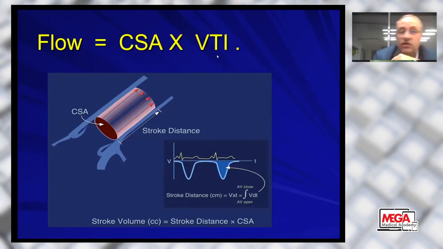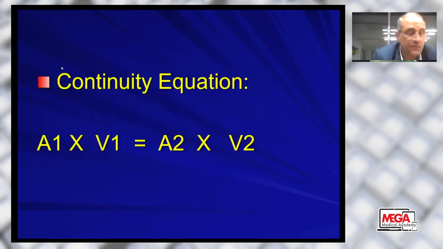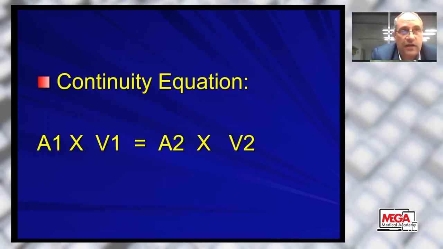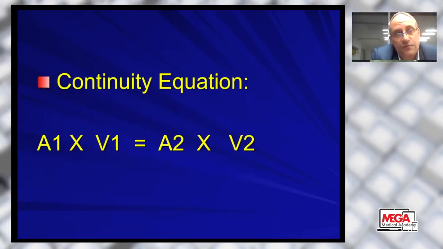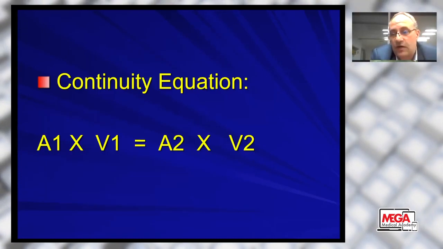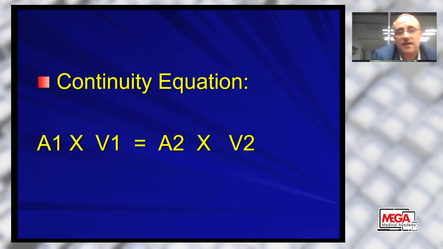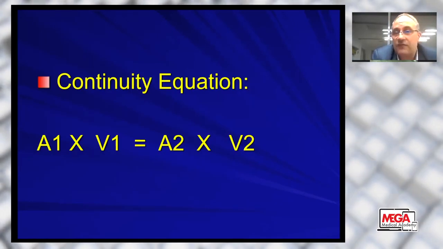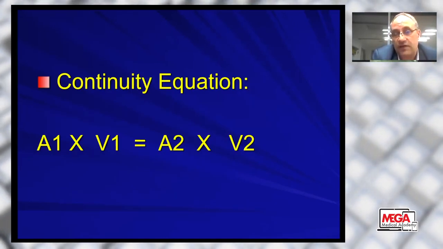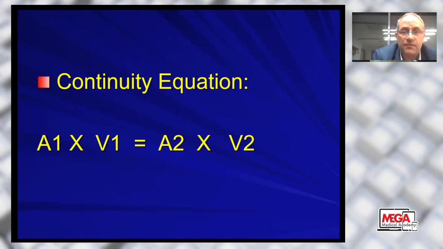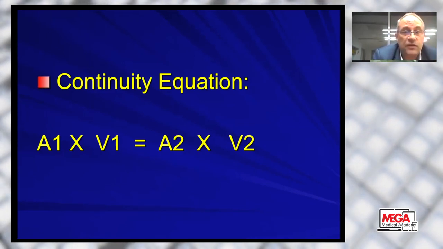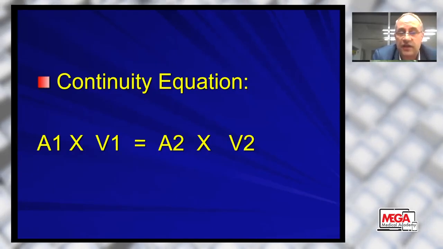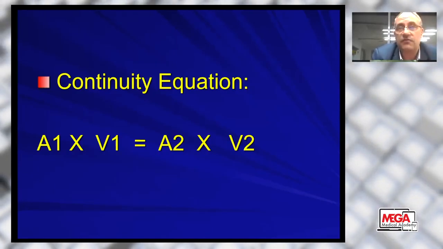The second equation is the continuity equation. The flow across the mitral valve will finally go across the aortic valve. So we can say that the area and velocity across the mitral valve will equal the area and velocity across the aortic valve, and this will help in many calculations, noting that there is nothing called velocity in our measurement. We use the VTI.